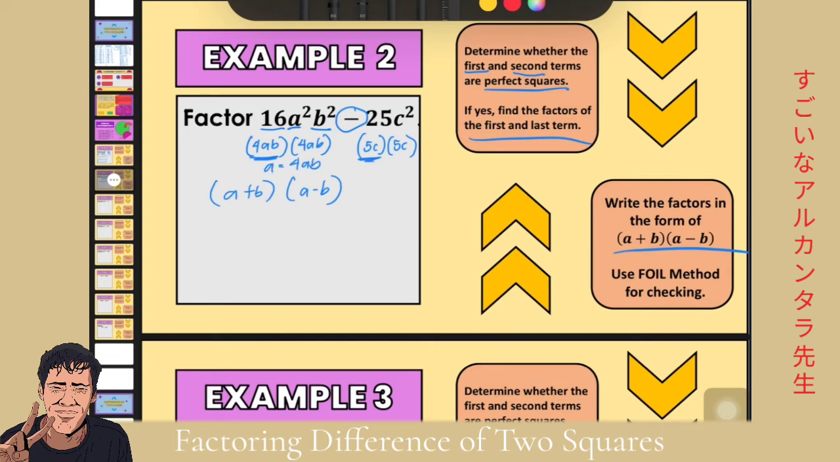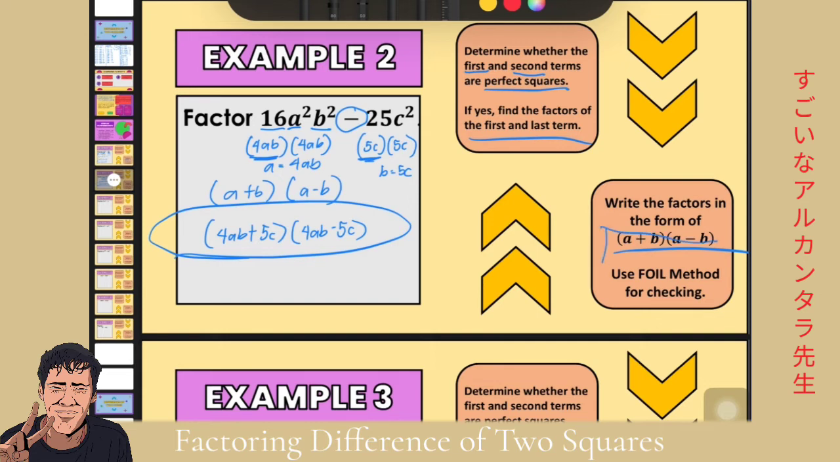A is 4ab. B is 5c. So this will give us 4ab plus 5c times the quantity 4ab minus 5c. So this is your final answer. And just like earlier, you can go also with the other way around. The minus comes first instead of the plus.